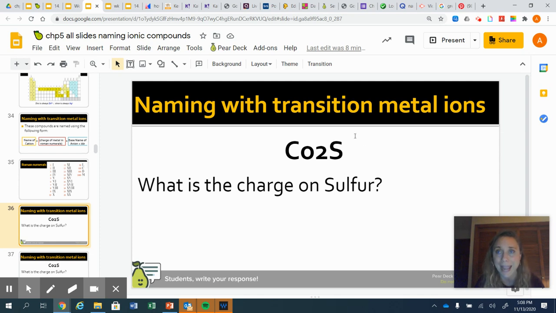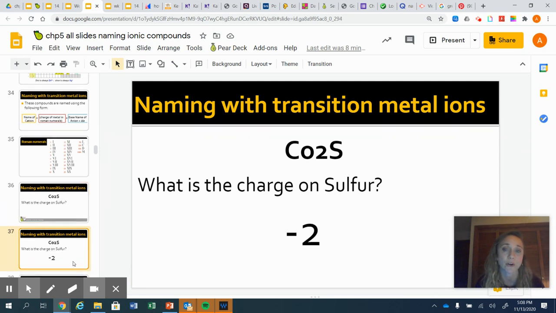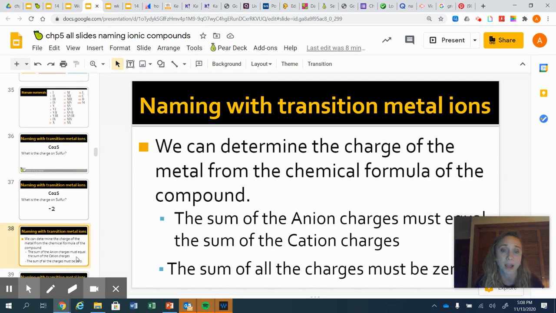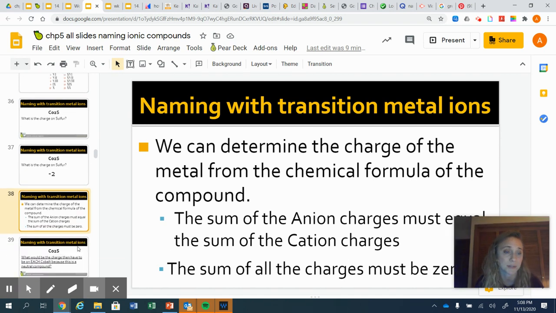First, determine the anion charge because anions are never transition elements. They're always the same thing. You can count on them. You can go to your chart of common ions, or you can look on your periodic table and you remember perhaps that sulfur has a -2 charge, always. Therefore, the cobalt needs to have an equal and opposite charge. These have to be balanced ions, remember?